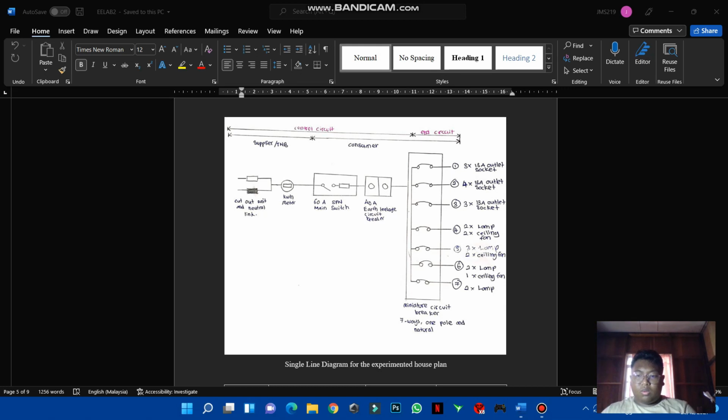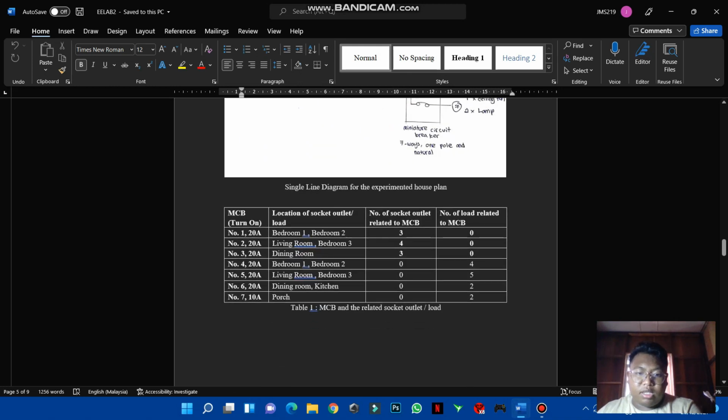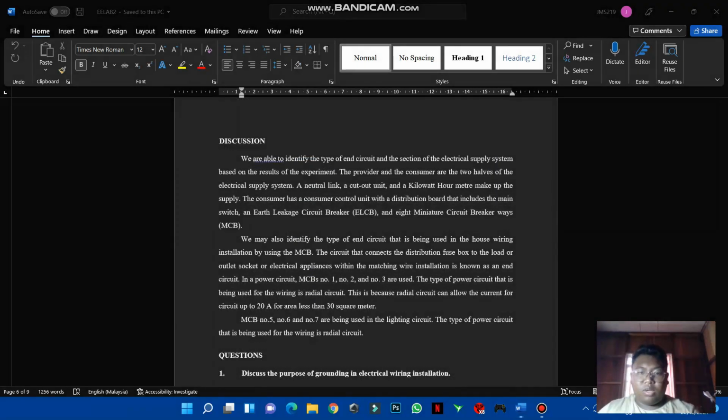So next we will go to the single line diagram. Here is the single line diagram from the experimented house plan. And for the last is the table that we need to use to complete and to determine which one is the MCB for the socket outlet, which is the power circuit, and the lighting circuit. So here is the table. Next we will go to the discussion.